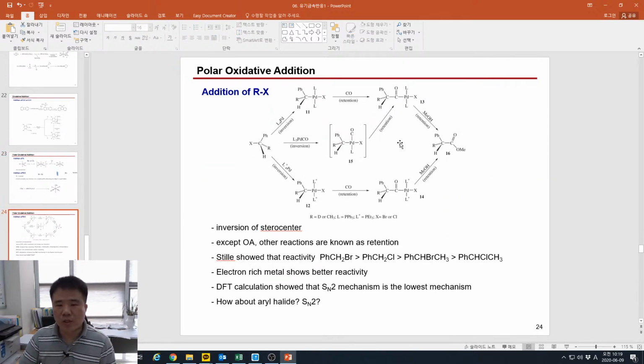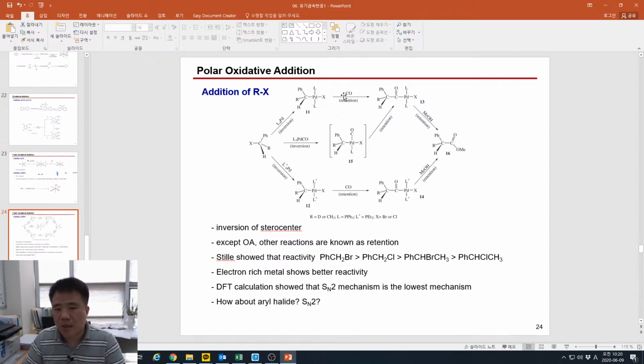Okay, so let's look at the whole reaction. If you think about the first step, palladium will attack this carbon and kick out the halide, and then the generated halide again attacks the palladium to generate this complex. As I told you, it looks like an SN2 reaction, so this carbon will be inverted.